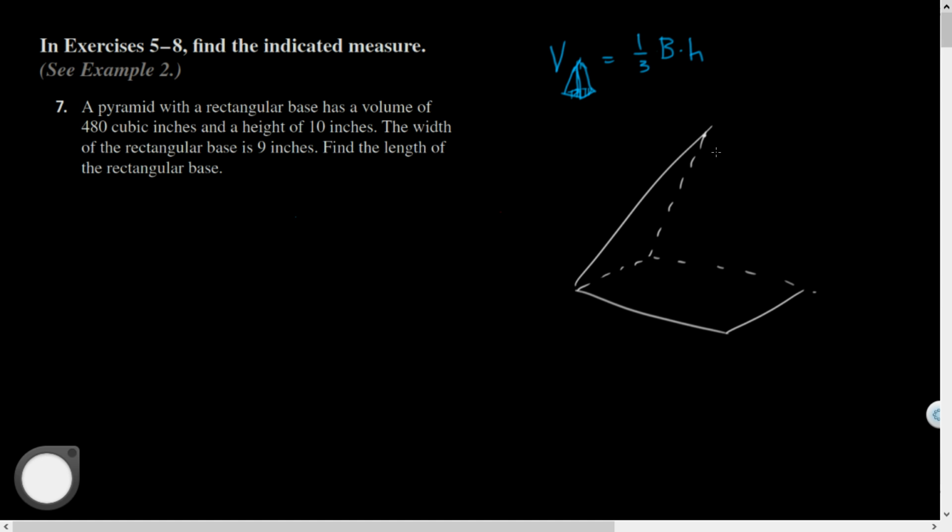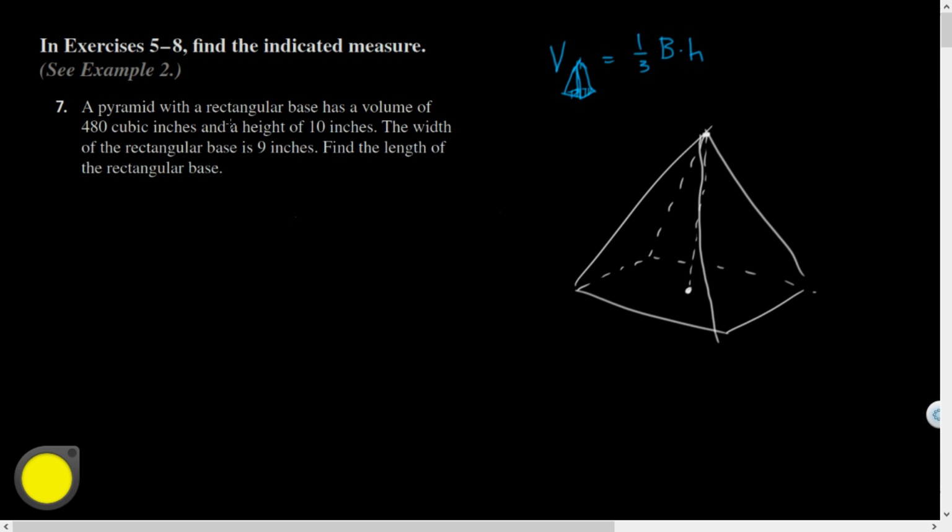Now, question, would it matter if the vertex was directly above the center of the base or not? No, we could have what's called an oblique pyramid, where this vertex is all crooked and sideways over here, and it wouldn't even matter. It would still have the same volume as long as the height is the same. All right, so there's my pyramid.